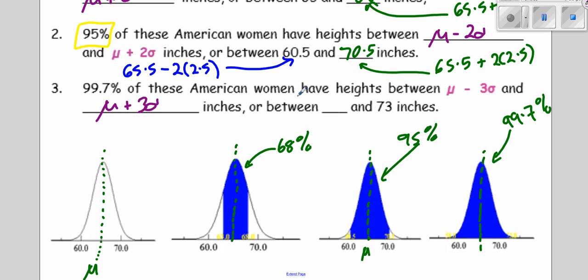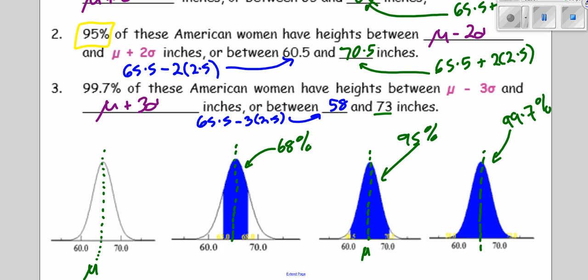Where did I give it to you? This one, see I already gave you the mean plus 3 standard deviations. So the one we need here is the mean minus 3 standard deviations. It would be 65.5 subtract 3 times 2.5, that'll be 7.5. What does that equal? 58.